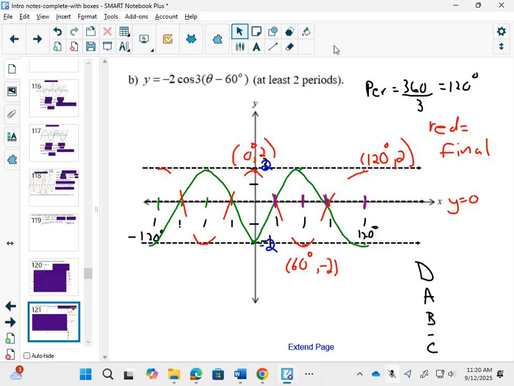And then I can take into account the shift. And the shift would say, I'm going to move every single thing 60 degrees to the right. If 120 is right there, my 60 degrees is 2 tick marks to the right. So can you see that this maximum point right here, 60 degrees to the right, now moves to a maximum point there.